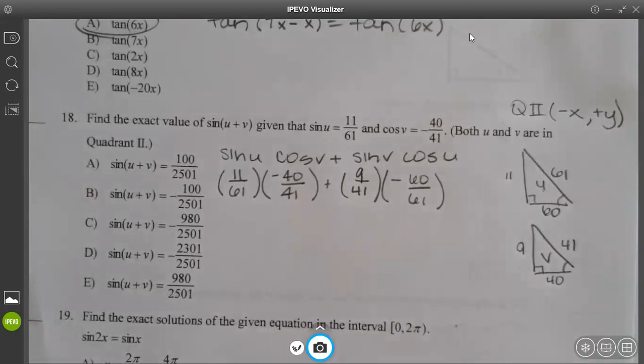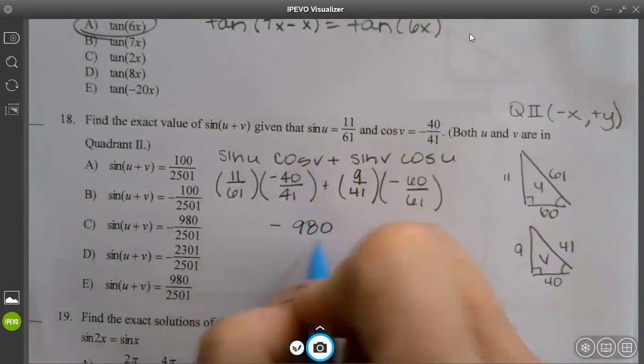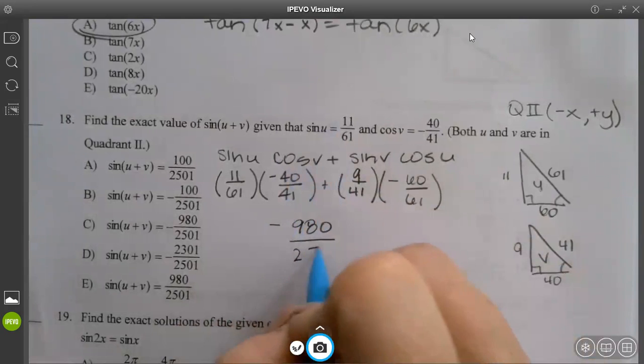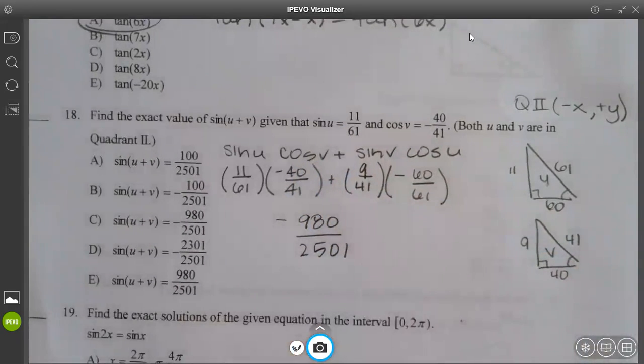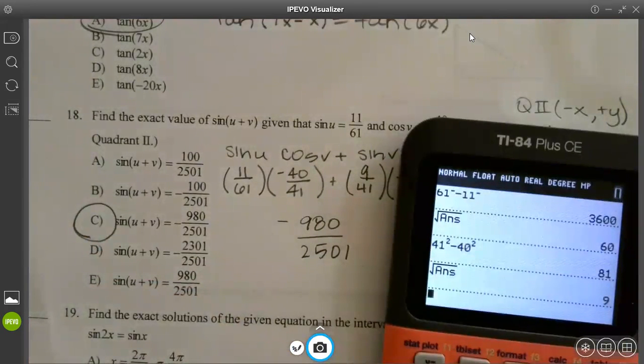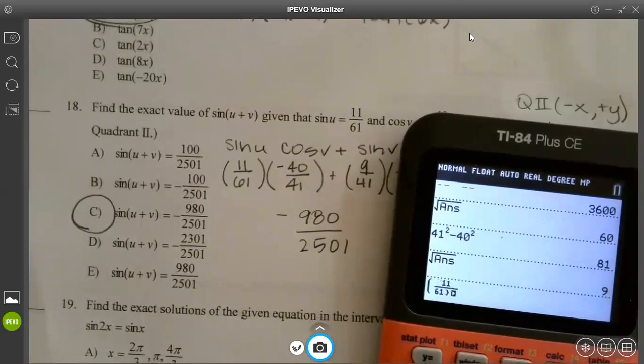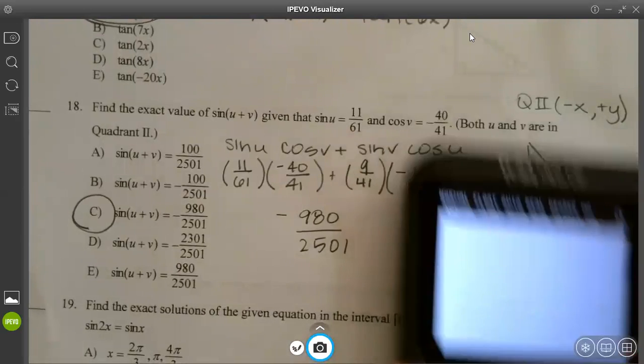All right. Multiply these all together. I'm going to go ahead and tell you that they give you negative 980 over 2501, which is C. The best way to do this is to put them in alpha y equals 11 over 61 like that, and then it will give you the answer in simplest fraction form if you use alpha y equals. Is everybody okay? All right.